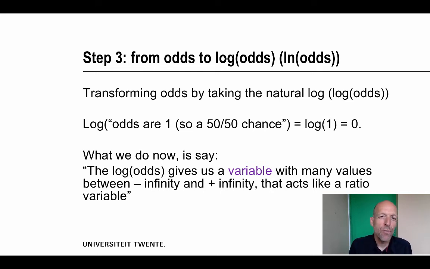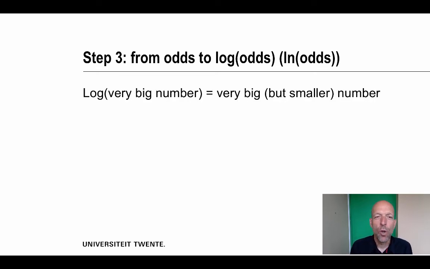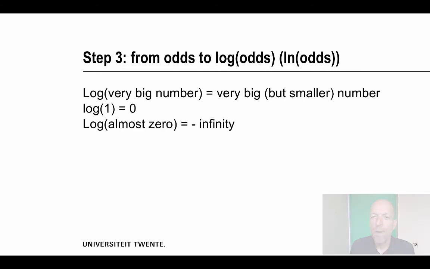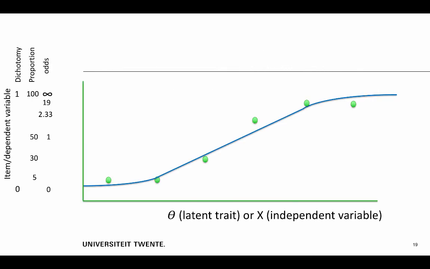So now we can relate the independent variable, which is a ratio variable, to another ratio variable. So we have transformed the dichotomous variable in 2 steps into something which is a ratio variable, which ranges between minus infinity and plus infinity. The log of a very, very big number is still a big number, but slightly smaller. The log of 1 is 0, and the log of almost 0 is minus infinity. So we have that variable between minus infinity and plus infinity.